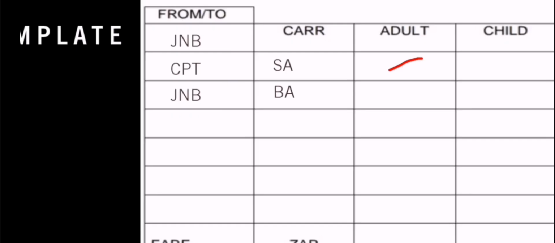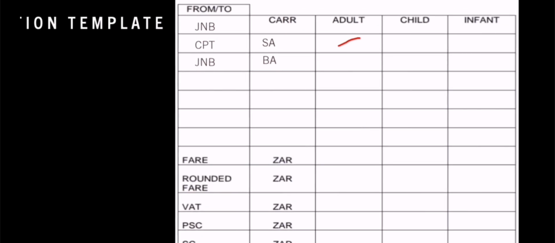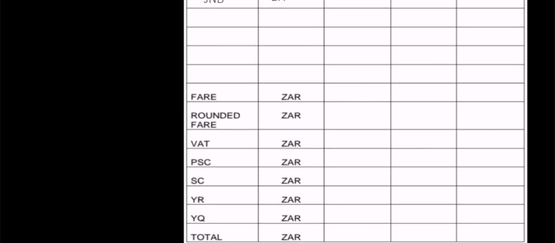Then you will write the answer in this box to say, okay, I'm charging this adult, say 500 rand, and then after determining how much each sector is going to be charged, say they are going to be charged 500 rand from Johannesburg to Cape Town, and 500 rand from Cape Town to Johannesburg. The total is 1,000 rand, and you're going to write it in this box here at the bottom, written fare. Now we know that this person is going to be paying 1,000 rand in their fare.